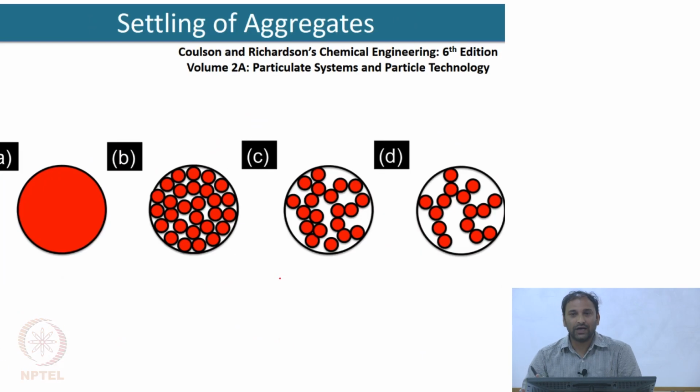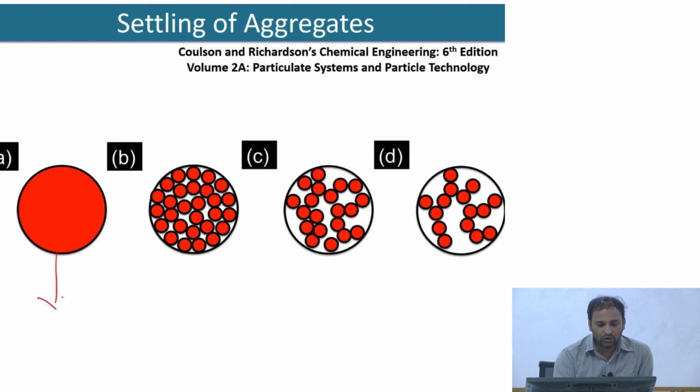Of course, we are not going to do that. We are going to do a very simple case. We are going to assume that we have looked at cases where I have a particle that was settling. Now we are going to take a case where I am going to assume the aggregates to be still spherical.